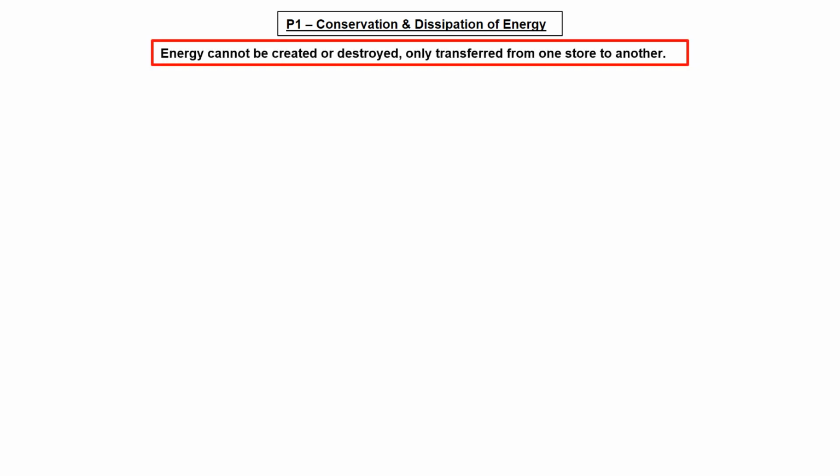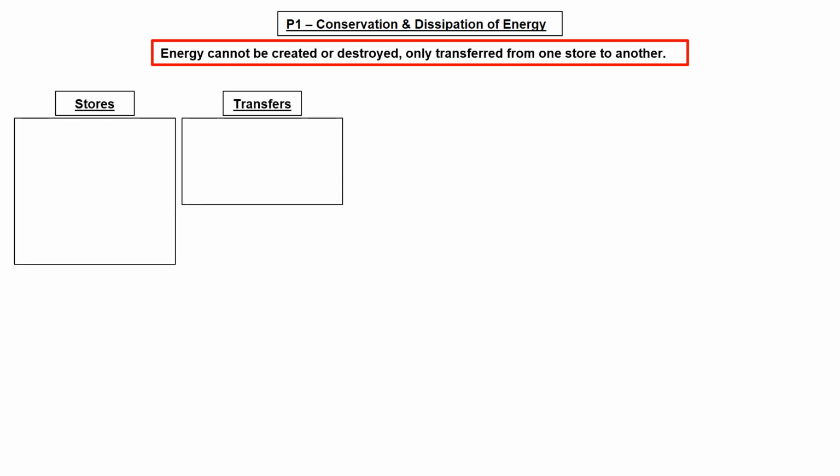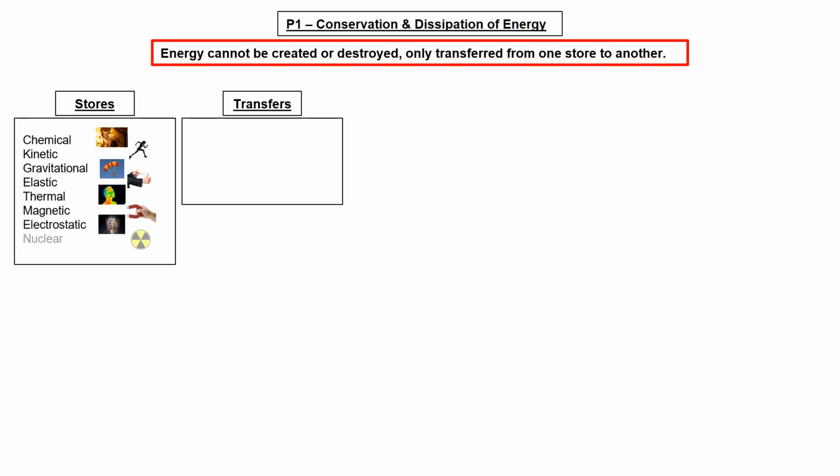Now, stores. We have a handful of stores and a handful of transfers. First of all, we've got chemical, kinetic, gravitational, elastic, thermal, magnetic, electrostatic, and nuclear. Those are the stores that we need to look at. We've also got some transfers.